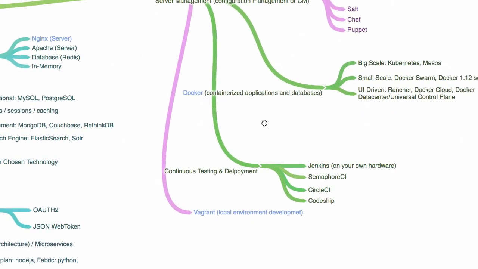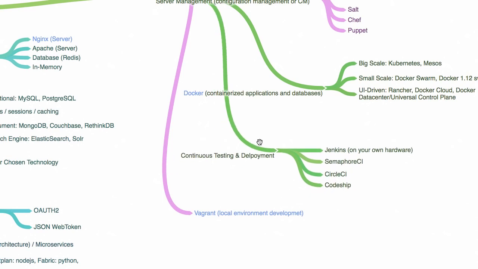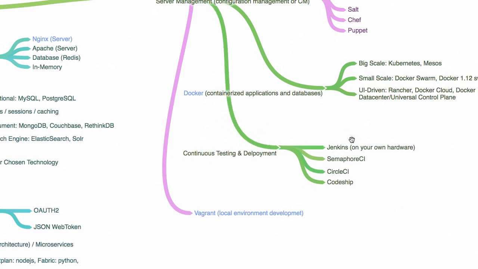And then you'll also want to learn continuous testing and deployment. Jenkins is a continuous testing platform that runs on your own hardware. And then there's stuff like Semaphore CI, Circle CI, CodeShip. What else is out there? Travis. There's just so many CI places that'll get real-time testing and deployment on your stuff.